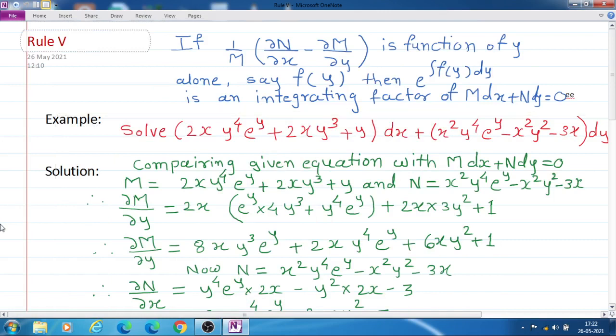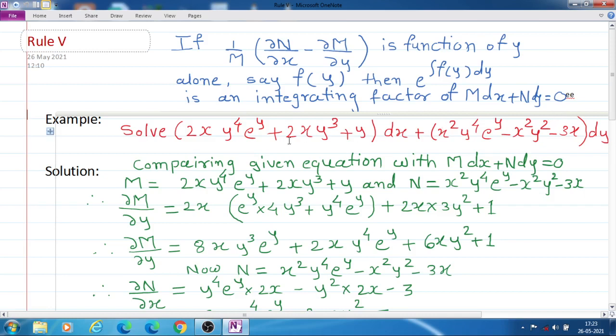Now in this lecture we see rule 5 to find integrating factor. So what is rule 5? If 1 upon M into bracket ∂N/∂x minus ∂M/∂y is a function of y only, suppose we say that f of y, then e raised to integral f of y dy is an integrating factor of the equation M dx plus N dy is equal to 0.